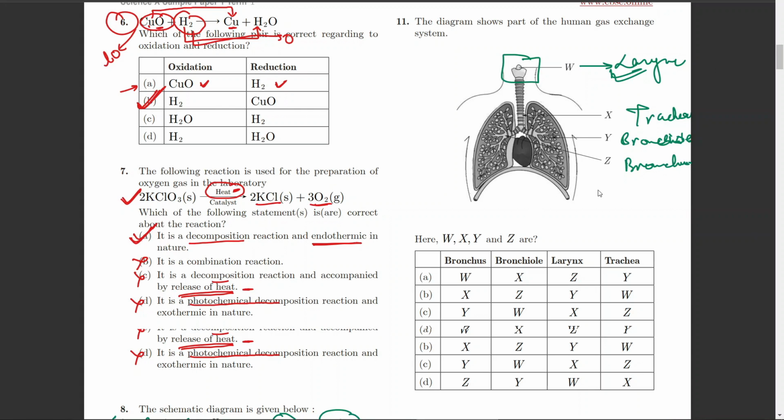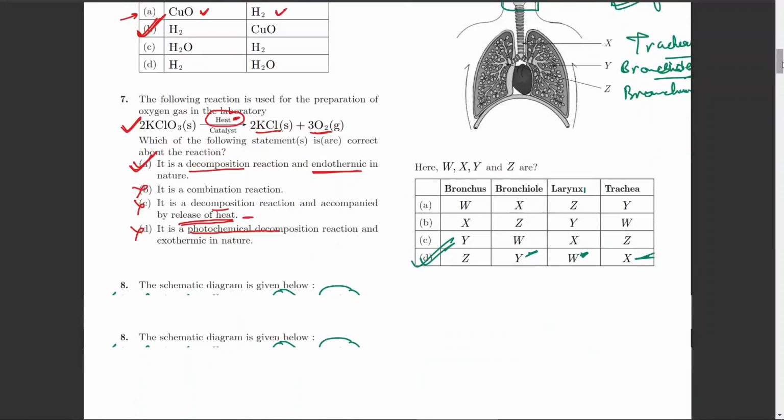Now you have the options, you can select. W is larynx, option D. X is trachea, Y is bronchiole, Z is bronchus. So option D is the correct option.